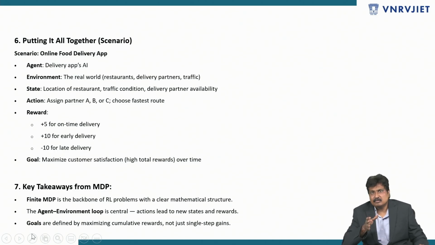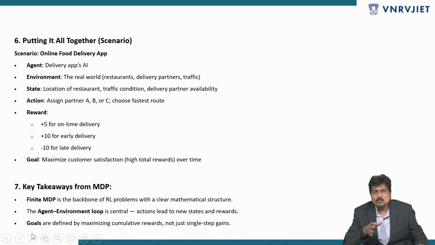For example, the state. Here we can mention the location of the restaurant, traffic conditions, delivery partner availability, etc. And the action is assigning partner A, B, or C, or any other agent, and choosing the fastest route. So these are all called actions: choosing a particular fastest route and assigning a partner to my food order to deliver it. So that is the action.